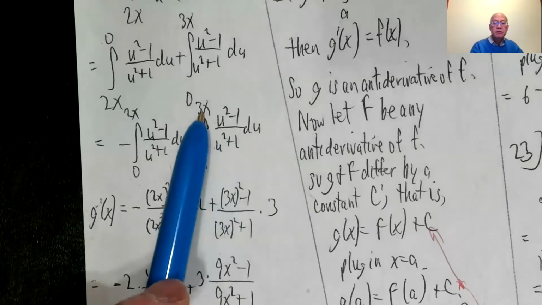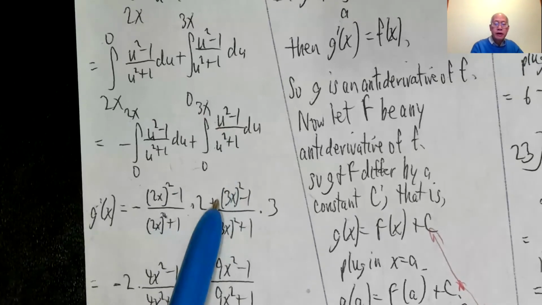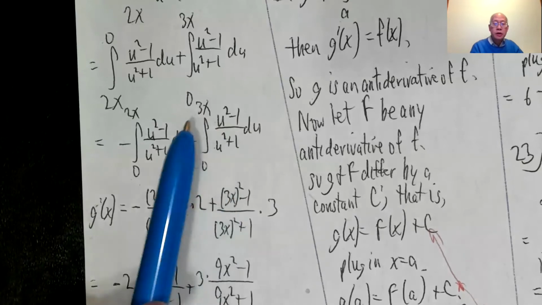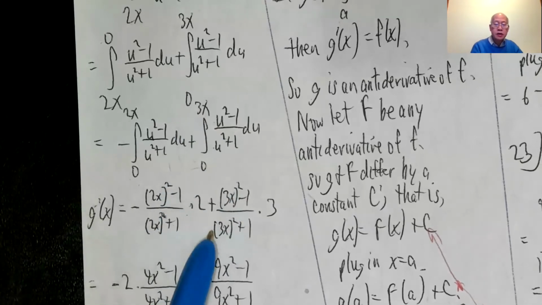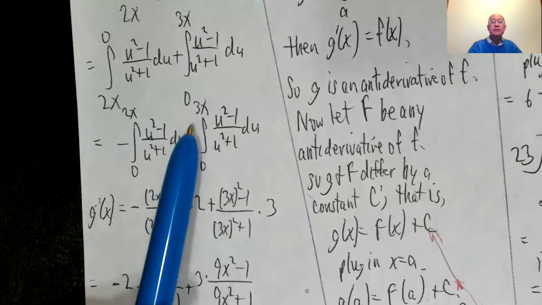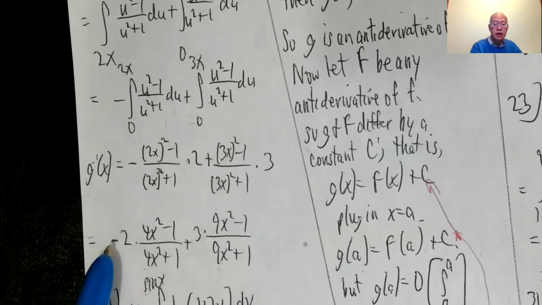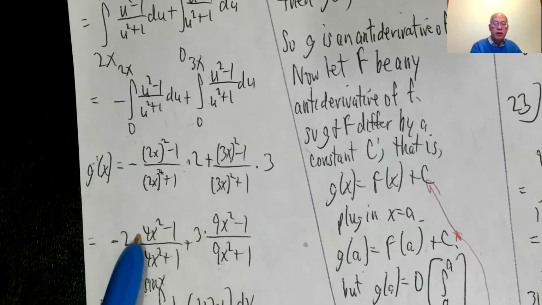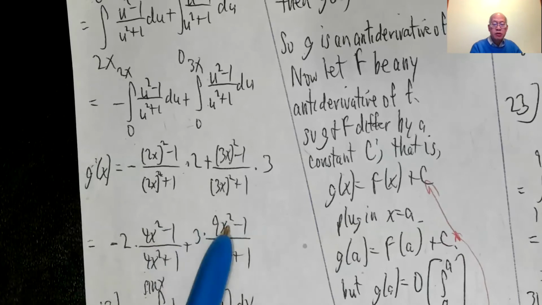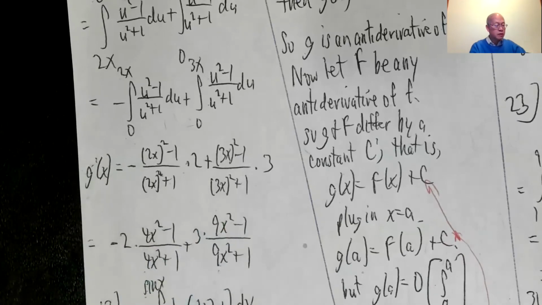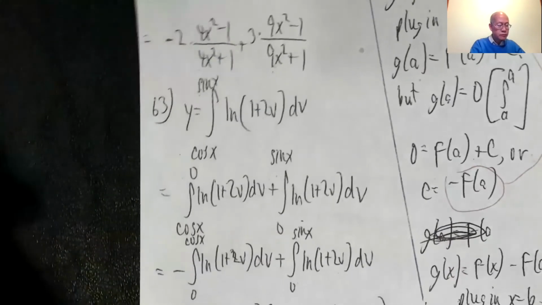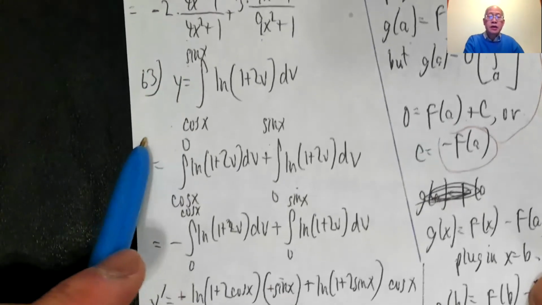Plus, same thing here, put 3x right there, 3x squared minus 1. Put 3x right there, 3x squared plus 1, times the derivative of 3x, which is 3. And just a little bit of cleanup. So negative 2, 4x squared minus 1 over 4x squared plus 1, plus 3 times 9x squared minus 1 over 9x squared plus 1. Okay, 63 is like that.